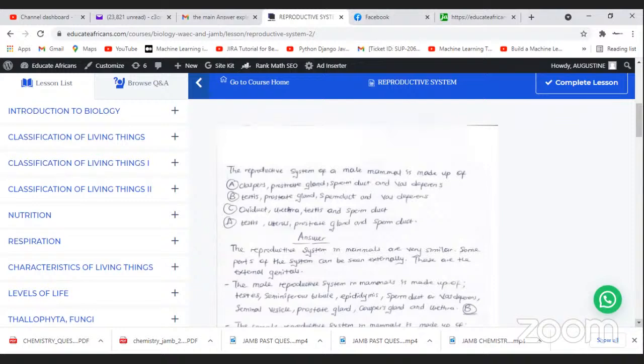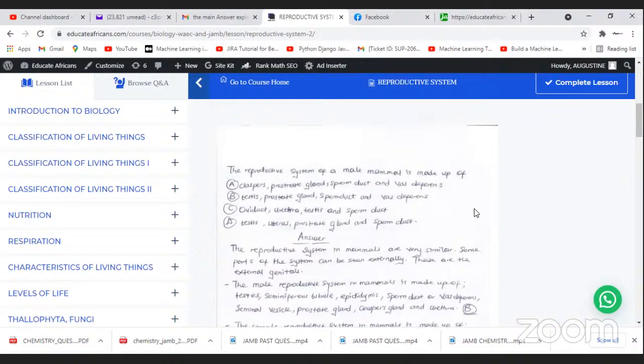So C has oviduct. We are not talking about female. Female is where we would have oviduct, urethra, testis, and sperm duct. Then the testis, uterus, prostate gland, sperm duct. You can see these two are a combination of male and female. So B is the one that has everything.